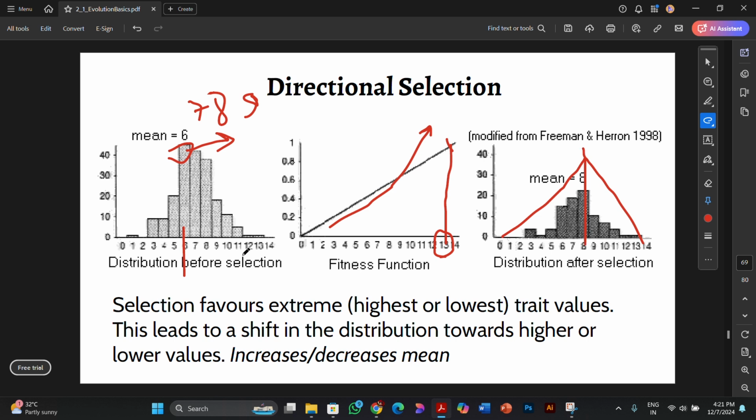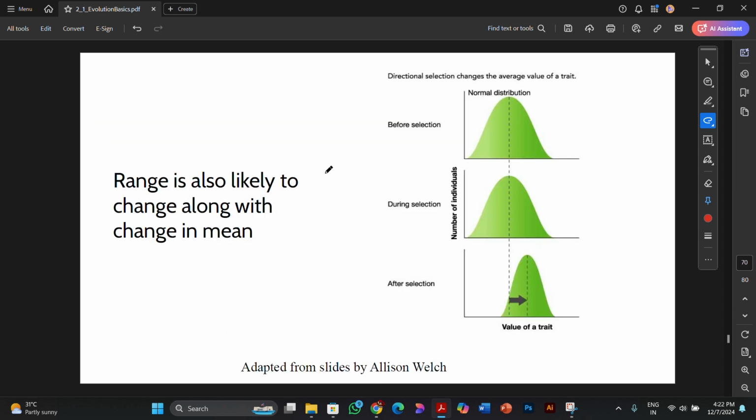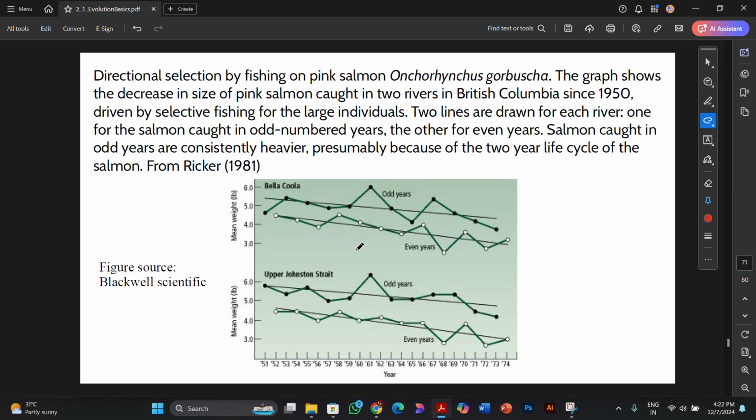Okay, so we can say this was the previous one, and now this is the later one, and these are two means. The mean has increased because individuals with the extreme higher trait value are preferred by the environment and have more fitness, so they survive more, reproduce more, and their frequency is increased, so the mean is increased. This is called directional selection. It can also go in this direction. Here is it depicted with a graph. Here is a practical representation of this. You can pause the video and study it.